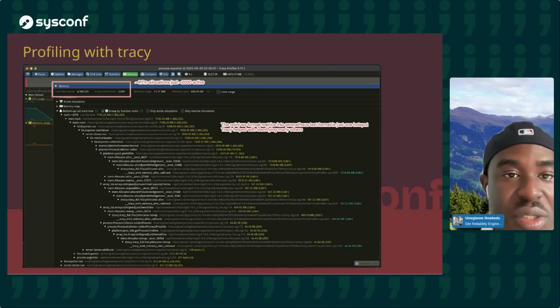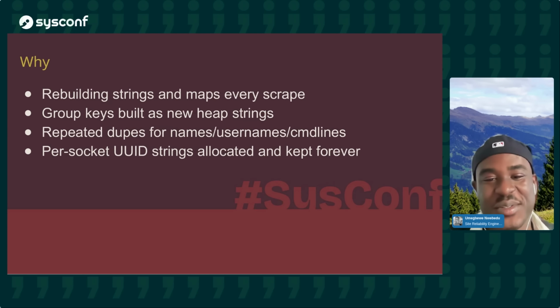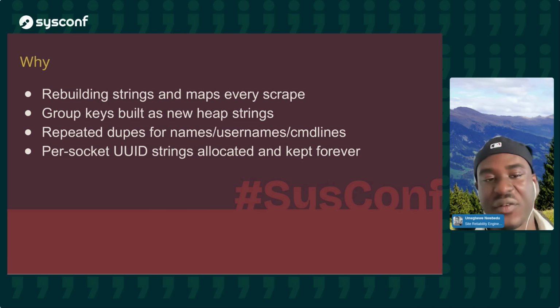Every time we format the Prometheus metrics, we kept increasing the buffer size because we had a small buffer. And why did we keep rebuilding strings and maps? Why was all of this happening? We kept rebuilding strings and maps at every scrape. Group keys were built as new heap strings. We kept repeating duplicates for names, usernames, and CMD lines, even when these things don't change that much, right?